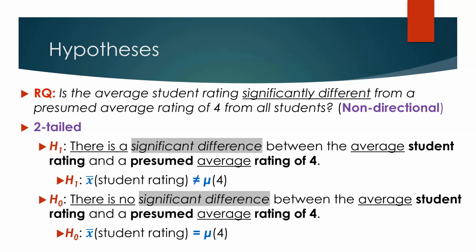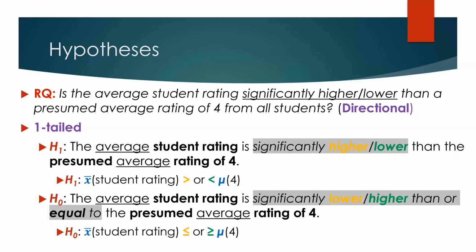Now, what if the question was directional? Here's how you would phrase it. Let's say the question said this: is the average student rating significantly higher than a presumed average rating of 4? Or it could say, is it significantly lower, right? It's not going to say both of them like I showed you here. I wanted to show you both options. It would say one or the other. So if it specifies the difference, is one higher than the other, for example, then the question is directional. You would need to use a one-tailed test, and your hypotheses would be directional as well.